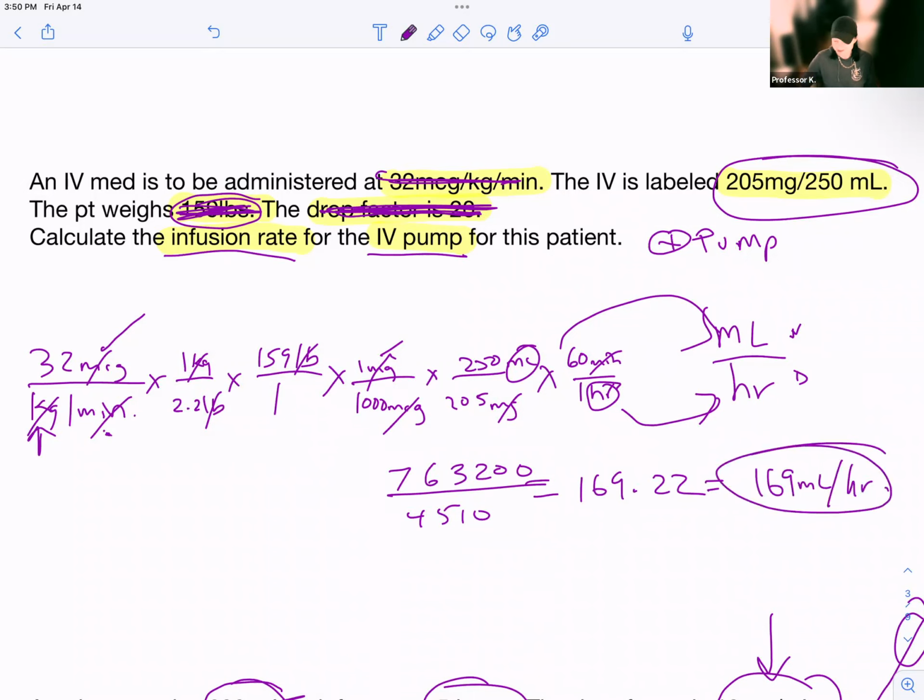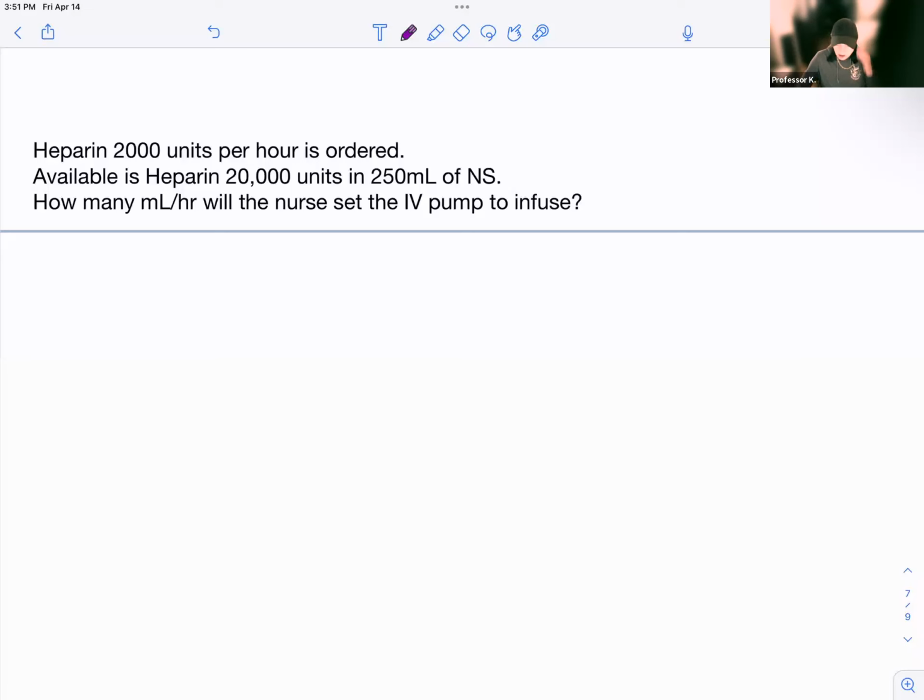Oh, yeah. Cool. So if you had me in 118 and we had a cardiac lecture, you should be familiar with heparin. So go ahead and solve this.